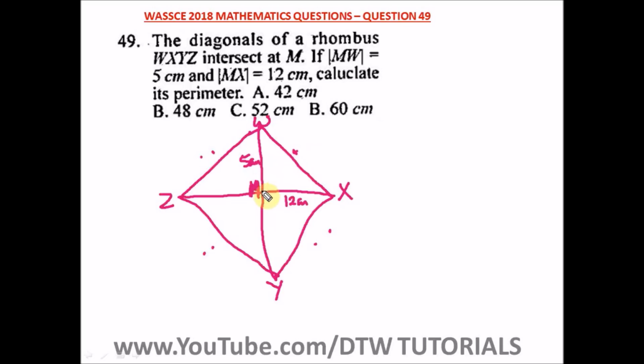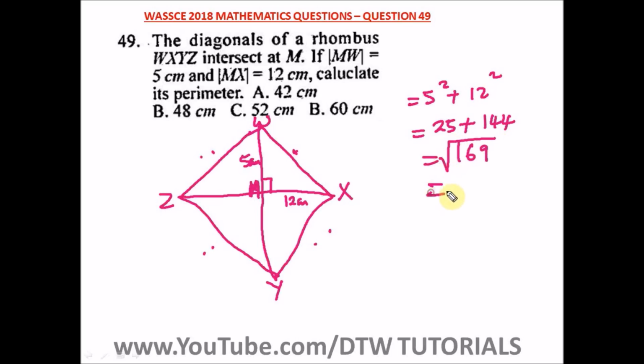So to get this side, since it intersects at M, it means we have a right angle triangle here. Using Pythagoras theorem, we have to get the hypotenuse to be what? 5 square plus what? 12 square. I hope you remember Pythagoras, okay? 5 square is what? 25, plus 12 square is what? 144. If we add this up, we are going to get 169, okay? And we'll have to get the square root of 169, all right?